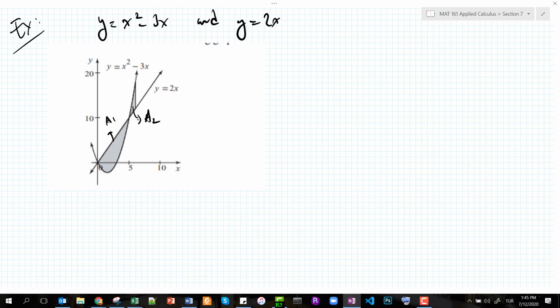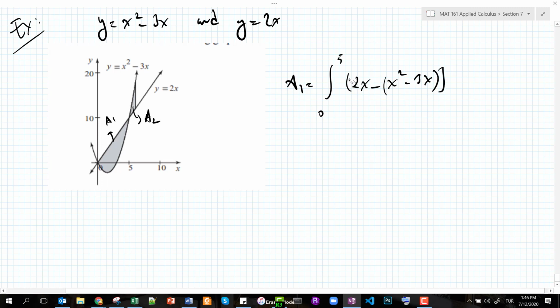So for both of them, I will go through the same process, the below curve and the above curve. That is why you need to be careful, as I said earlier. So for A1, the bounds will be 0 to 5, as you see. And then who is the above curve? The above curve this time is the line. So when I subtract, it's going to be 2x minus x squared minus 3x dx. That's going to be my integral for the first case.